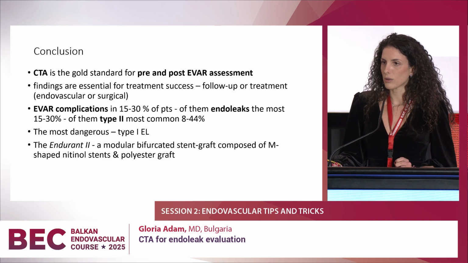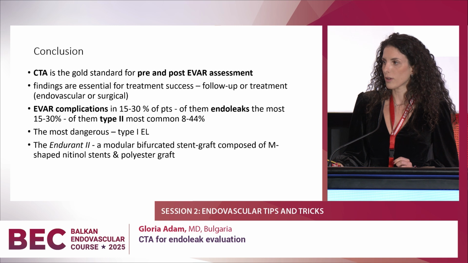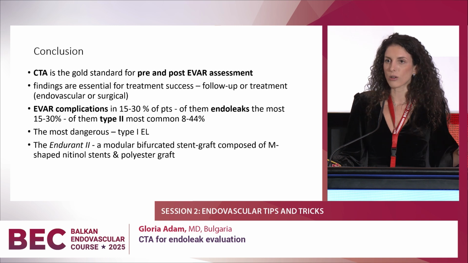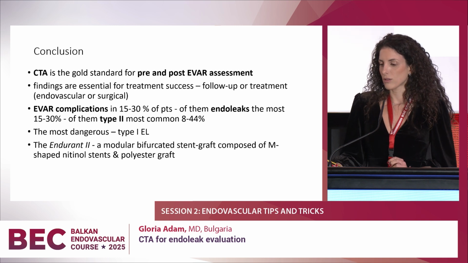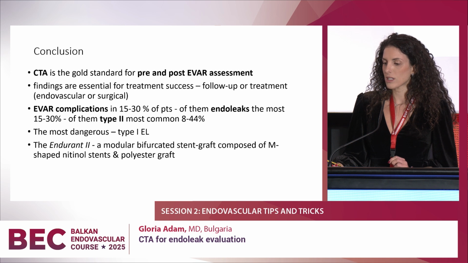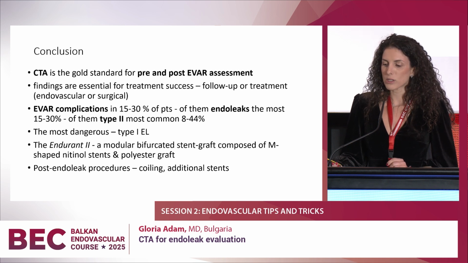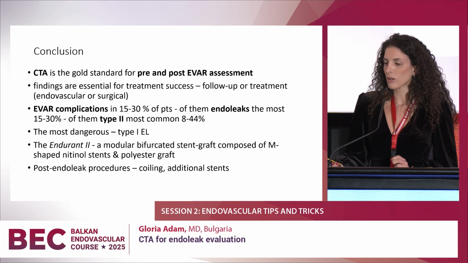The stents that were used for correction of abdominal aneurysm or sealing of the leak site was endurance stents, which are nitinol stents and polyester graft, and post-endoleak procedures which were done were coiling and additional stents to seal the leak part.